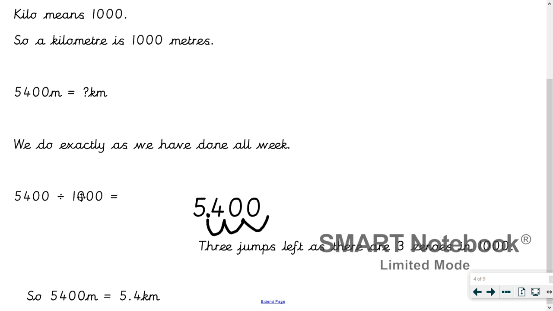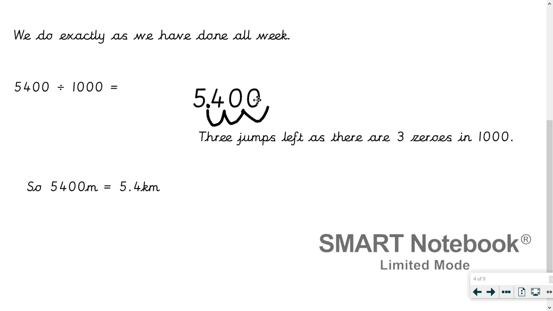So 1,000 means 3 jumps. 1, 2, 3 jumps to the left. 1, 2, 3. Decimal point will go between the 5 and the 4. So 5,400 meters is equivalent to 5.4 kilometers. Exactly as we've done before. We divide by 1,000 from meters to kilometers.